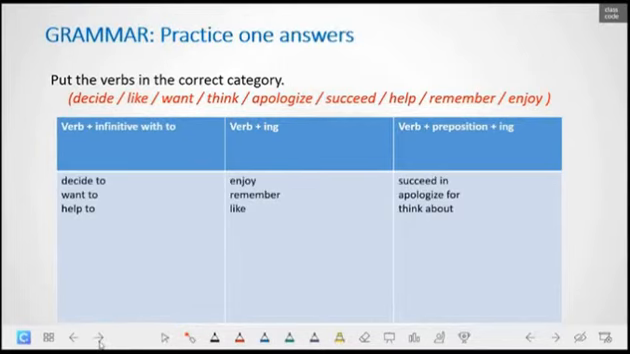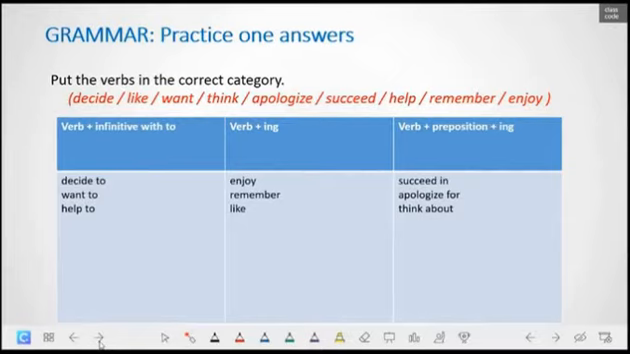So we've got decide to. So you always say decide to. So we have the infinitive to followed by the base form of the verb. So you put the verb as it is. For example, you say, we decided to go home. We decided to eat. We decided to sleep.